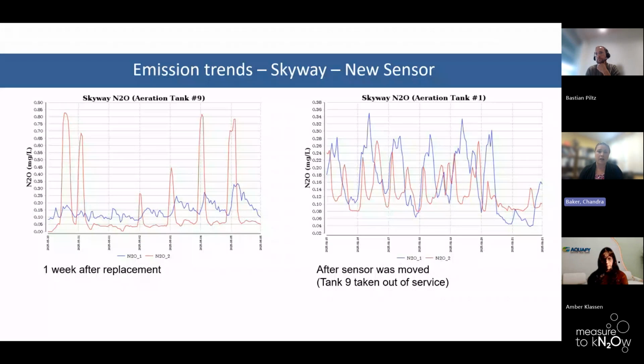So as you can see with these sensors, go back. Sorry, my bad. This data goes through after the sensors have been replaced with the new type of sensor. We are in fact getting a much better signal, and we also moved to a different tank. We had some malfunctions in the tank where they had been installed, and we moved to a similar tank where we were able to get a much better signal.